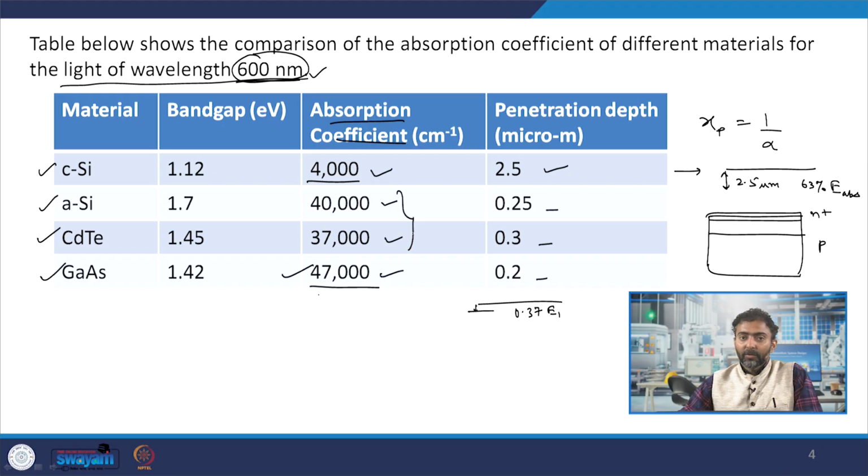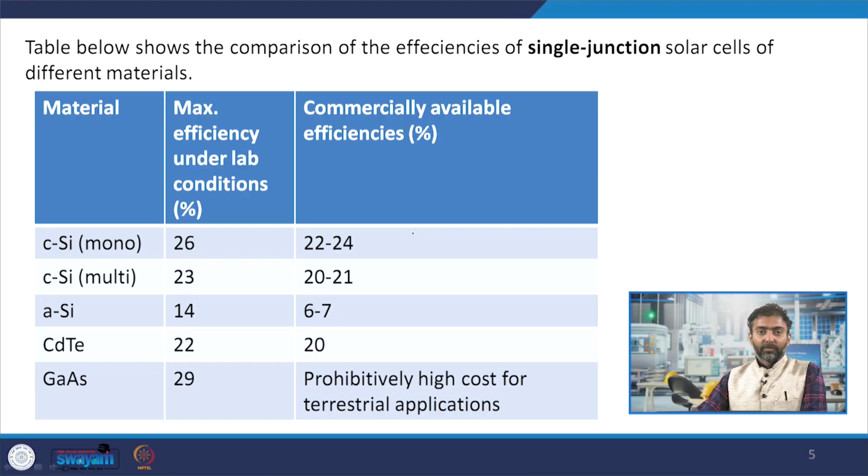If we just look at the absorption coefficient, we might not be able to answer that correctly, and to give you this overview, you can look at this second table here. If you look at the maximum efficiency under lab conditions, what we find is that gallium arsenide is definitely the winner. It has 29% efficiency under lab conditions. Interestingly, second best is crystalline silicon, monocrystalline silicon, 26%. That might sound a little counterintuitive, because gallium arsenide has the highest absorption coefficient and also the highest efficiency, whereas crystalline silicon, which had the lowest absorption coefficient, has the second best efficiency, just next to gallium arsenide.